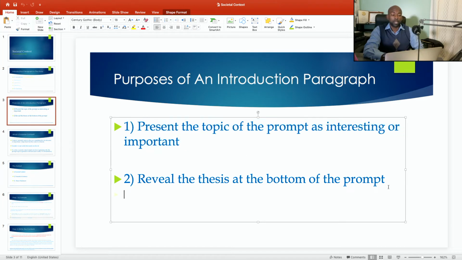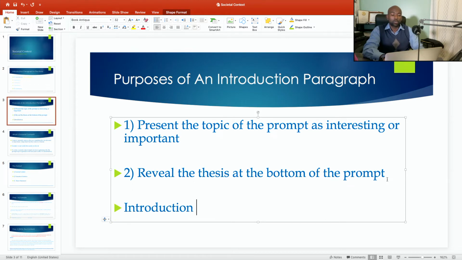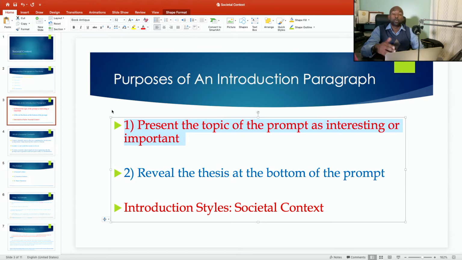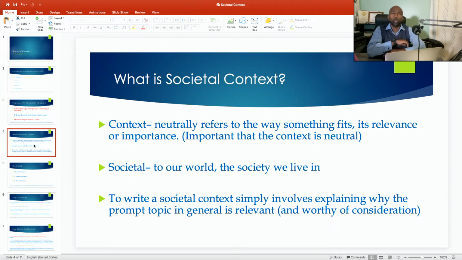So when I say introduction styles, what I'm talking about is one of those ways, okay? And that is what societal context is. Societal context is an introduction style, which means it is a way to present the topic as something that is interesting or important, okay? So what is context?